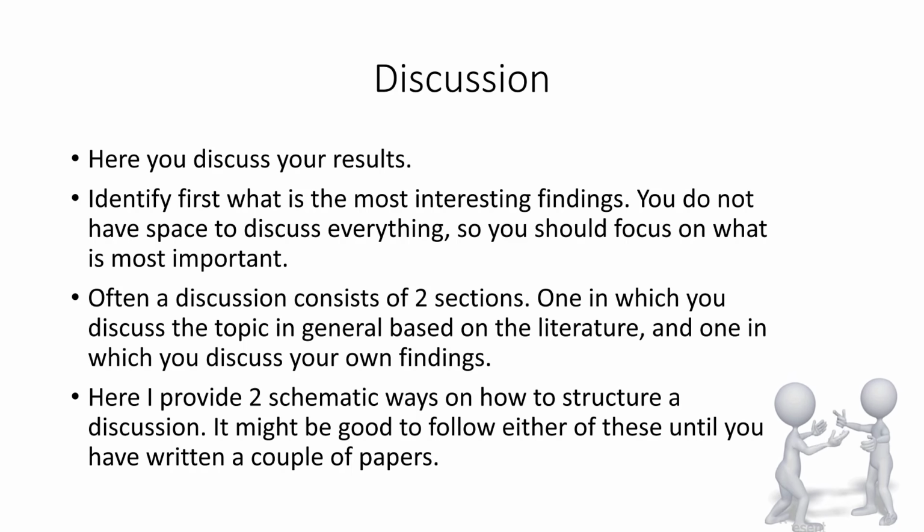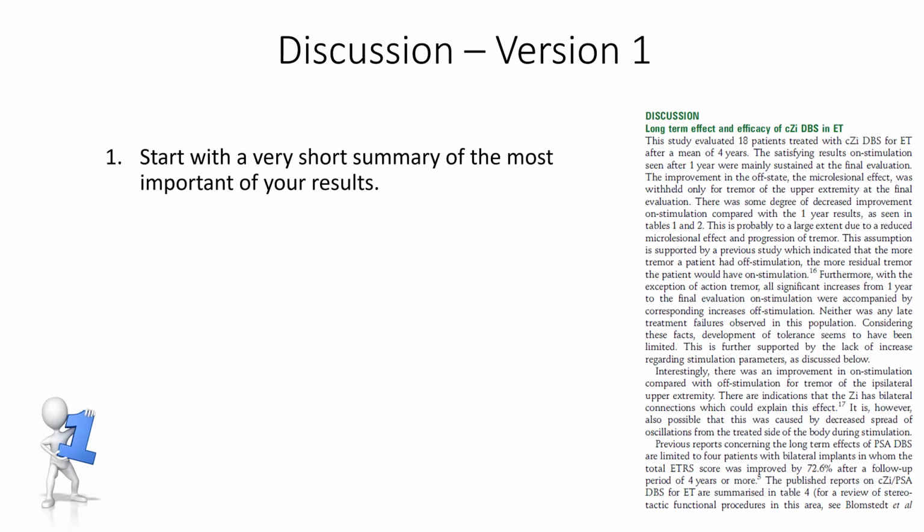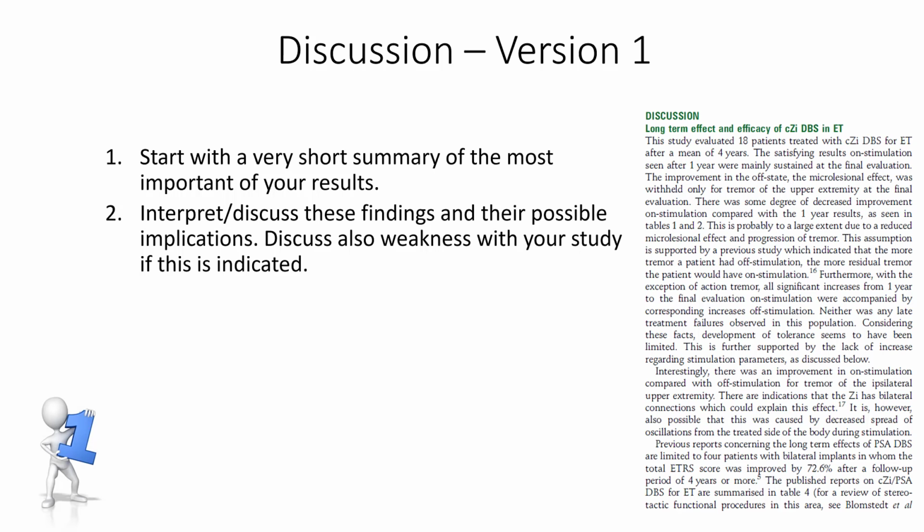In the first version, start with a very short summary of the most important of your results. Interpret and discuss these findings and their possible implications. Discuss also weaknesses with your study if this is indicated. Then review the literature on this topic. If your results are not that interesting, your paper might still be accepted for publication if the reviewers learn something in general, and the best way of achieving this is with a thorough but concise review.